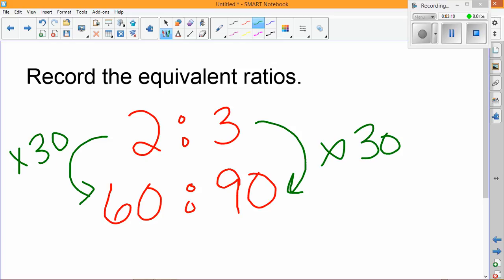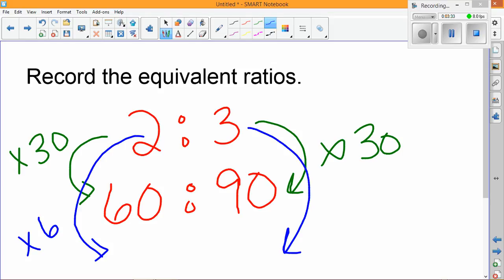And furthermore, we can create an infinite amount of ratios by just picking a number to multiply by. So I could say, let's pick a different color so you can see, I want to multiply by 6 on both sides. 2 times 6 gives me 12, and 3 times 6 gives me 18. So 12 to 18 is equivalent to the ratio 2 to 3.